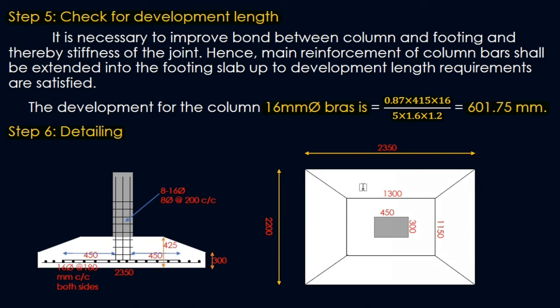So you can see the plan view. This is the detailing section, and this is the plan. You can see from the plan what it looks like from the top view. This is the width, 2350 mm, and this is the length, 2200. This is the column, with a dimension of 450 by 300, and this has a dimension of 1300 by 1150. So you can draw the detailing like this, then you will get good clarity and understanding of the design of the isolated footing. So this is the complete design of the isolated footing.